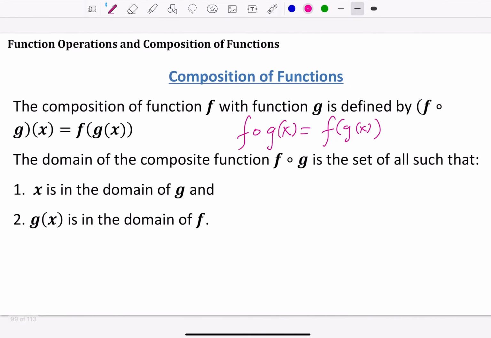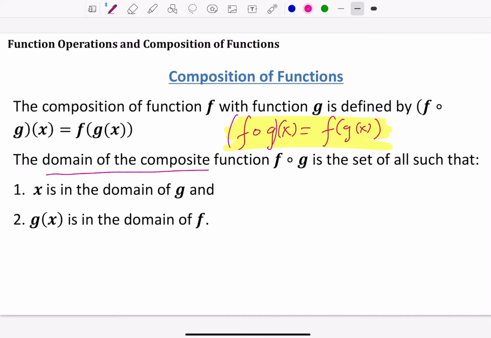Composition of functions is denoted by f of g of x, or f circle g of x. So f circle g of x is the same thing as f of g of x. So composition means we are replacing the x by a new x, which is g of x.